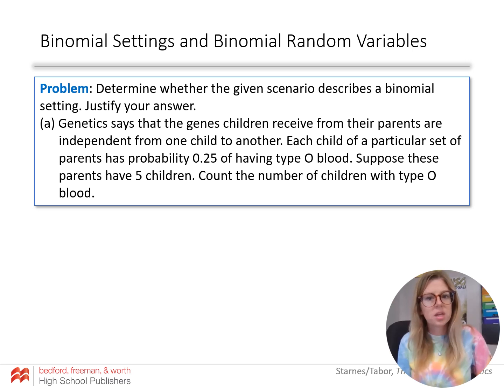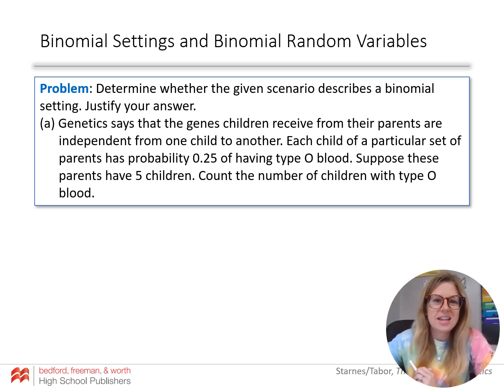Let's go ahead and do that. Determine whether the given scenario describes a binomial setting. Justify your answer. So part A says, genetics says that the genes children receive from their parents are independent from one child to another. Each child of a particular set of parents has probability 0.25 of having type O blood. Suppose these parents have 5 children. Count the number of children with type O blood.